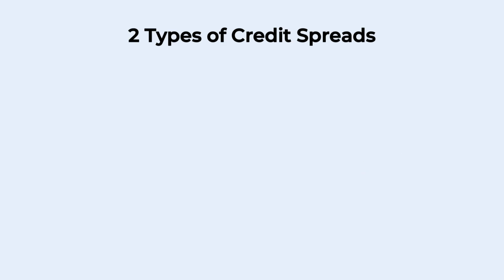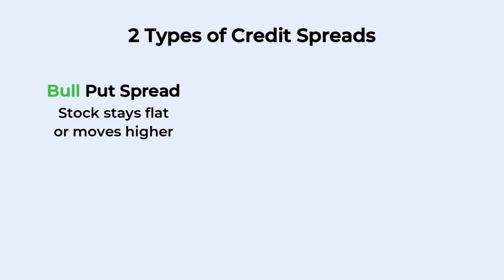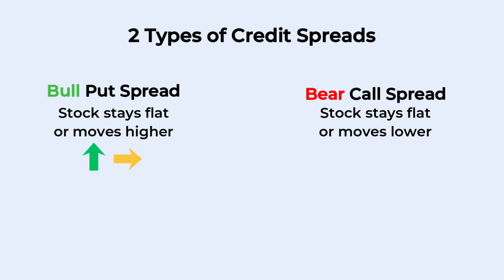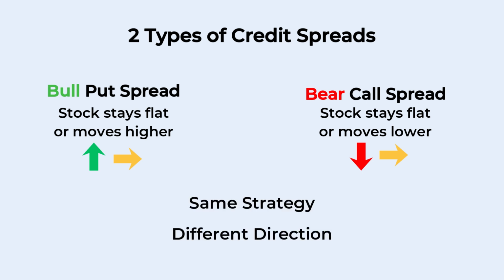There are two main types of credit spreads. A bull put spread, which you use when you think the stock will stay flat or move higher, and a bear call spread, which you use when you think the stock will stay flat or move lower. Both follow the same principle, just from opposite directions.